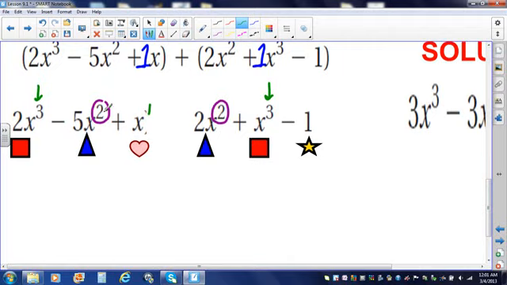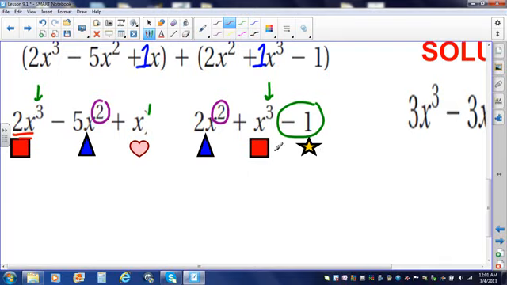This is an exponent of 1. Notice I don't have another exponent of 1, so I'm just going to give this x all by itself a heart. And this is my constant, my number by itself. I do not have another number by itself. I'm going to give that a star. So now I'm going to combine like terms.